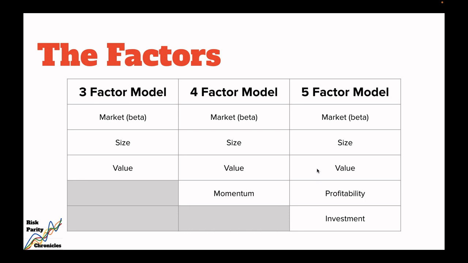You also have the five-factor model, where they take out momentum and have two different ones instead. One of them is profitability, just that companies that earn more are going to do better than the ones that earn less. And investment, ones with a conservative approach to investment. It's CMA, conservative minus aggressive, that's another risk factor.